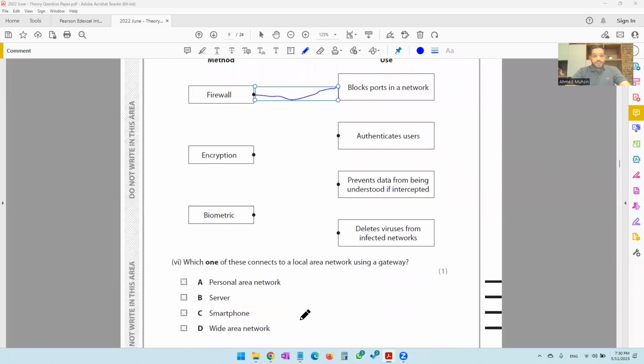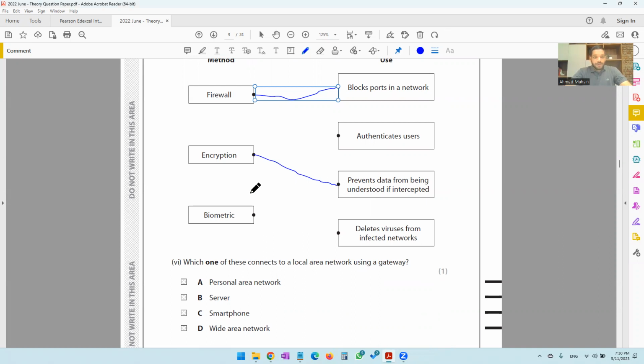The next one goes as encryption. If you look at the remaining 3 answers, the best answer that goes for encryption is prevents data from being understood if intercepted. As you know, when data is encrypted during transmission, it gets scrambled, it gets jumbled up. So anybody who intercepts the data would simply not be able to understand it.